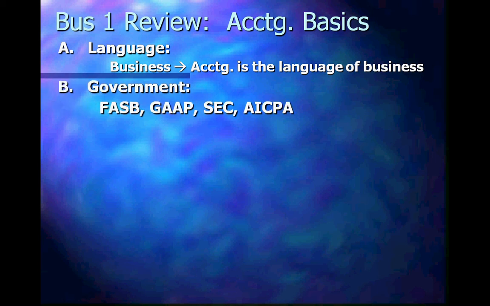Okay, there's all kinds of government agencies. We know that FASB is the Financial Accounting Standards Board. GAAP is Generally Accepted Accounting Principles. These are guidelines, but they're governed by FASB. And of course, the SEC is the Securities and Exchange Commission. The American Institute of Certified Public Accountants is a professional organization that helps govern what accountants should and shouldn't do. It has all kinds of professional guidelines and professional development, so you need to be aware of that as well.